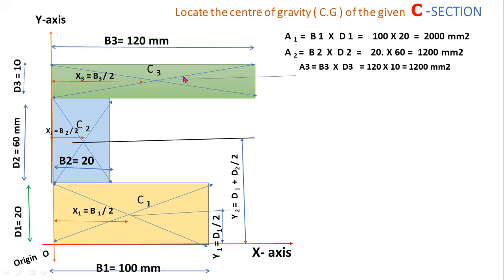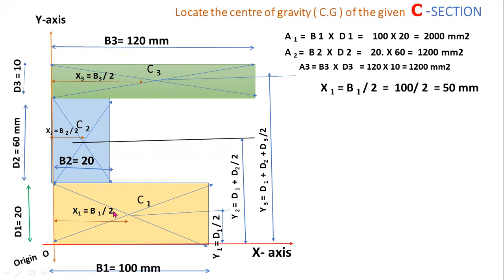In a similar way, y3 is the distance of centroid C3 from the x-axis. Here y3 equals the depth of the bottom rectangle plus the depth of the middle rectangle plus half of the depth of the top rectangle. So d1 plus d2 plus d3 by 2.